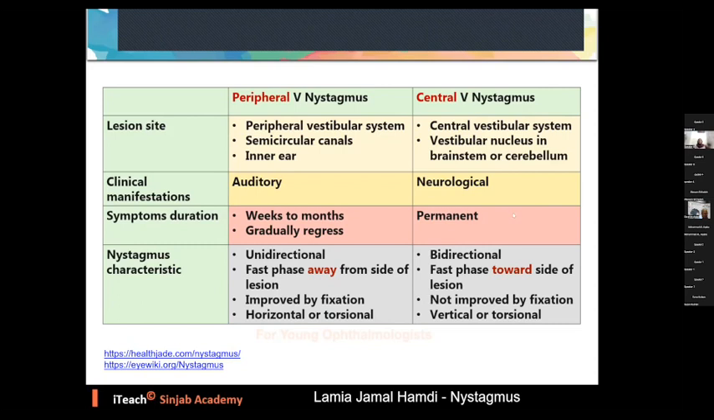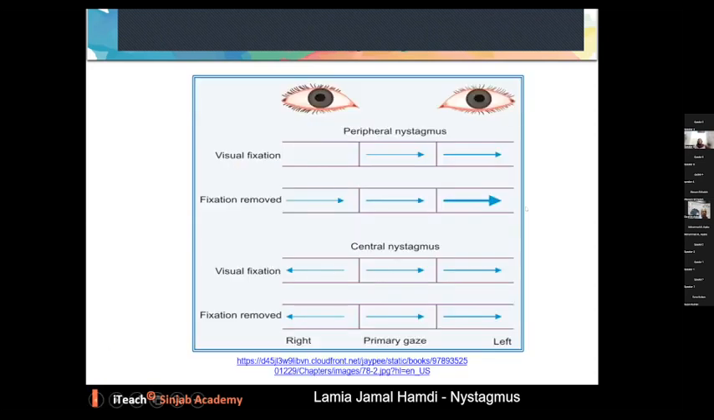The peripheral nystagmus is unidirectional. That means only to the left or only to the right. The nystagmus is improved with visual fixation, and the fast phase is away from the site of the lesion because of the normal brainstem correcting the phase.